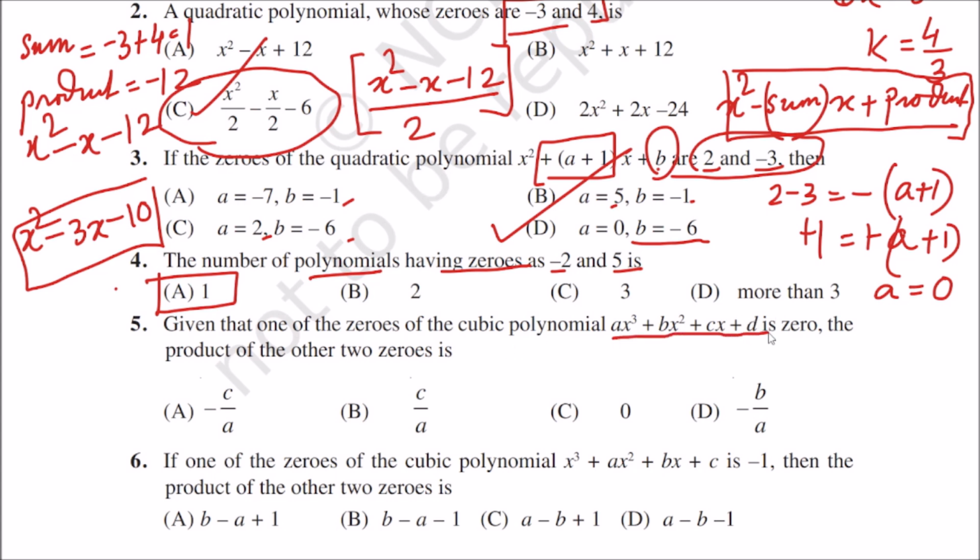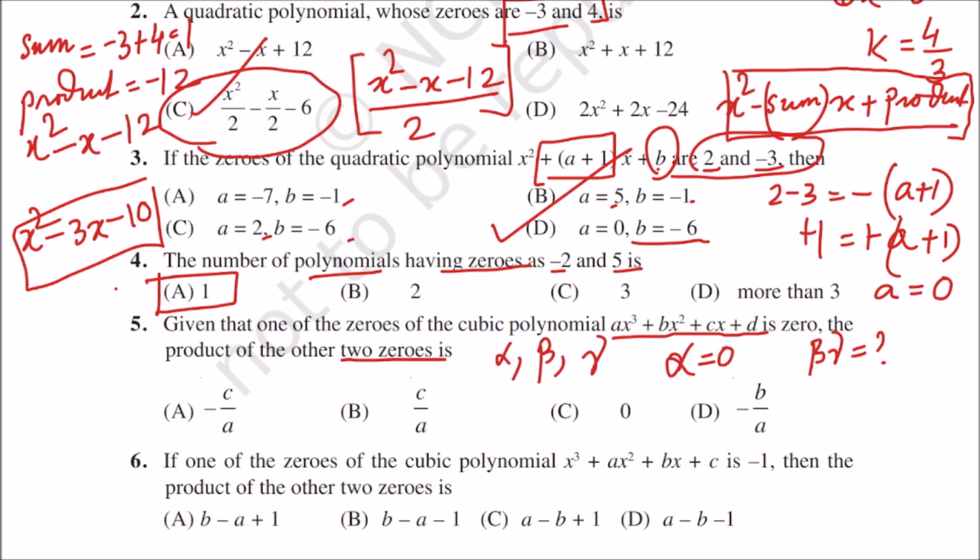Given one of the zeros of the cubic polynomial is 0. One of the zeros of this polynomial is 0. Then find the product of the other two zeros. That means if there are three zeros, alpha, beta, gamma, it is given that alpha is 0 and you have to find beta, gamma. What is the value of beta into gamma?